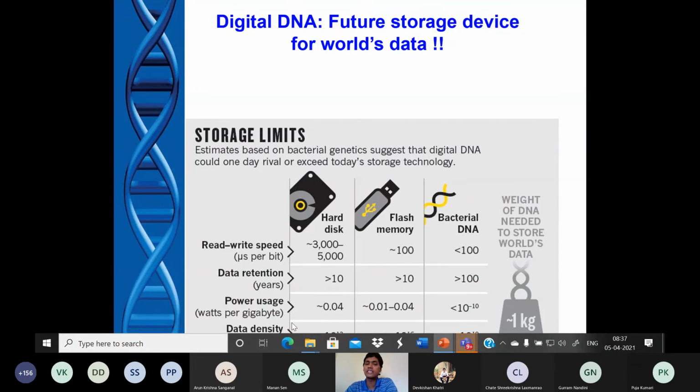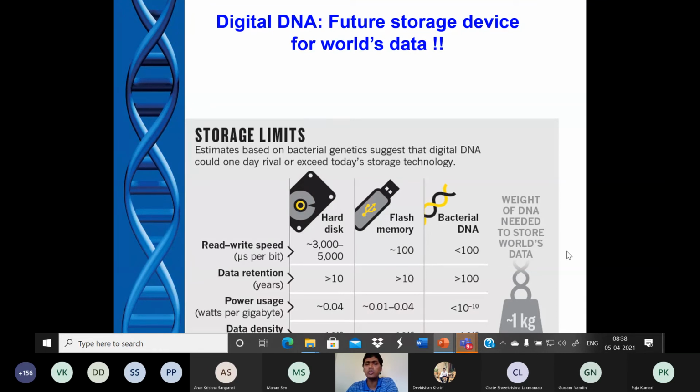Power usage and data density are all good in the case of DNA. I will send you this article. It is only 3 to 4 pages, and came out in Nature a few years back. If you are interested, you can go through it, but this is not for your exam, just for your interest.